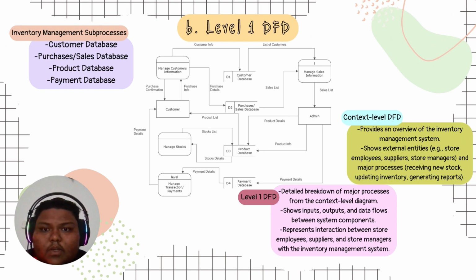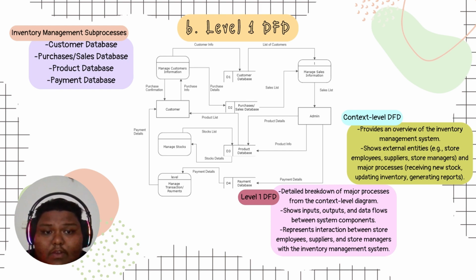So now we go to the next slide. Level 1 DFD. This is an overview of the Level 1 DFD. Level 1 DFD is a detailed breakdown of the major process from the context level diagram. It also shows input, output and data flows between system components. It also represents interaction of store employees, suppliers and store managers with the inventory system.